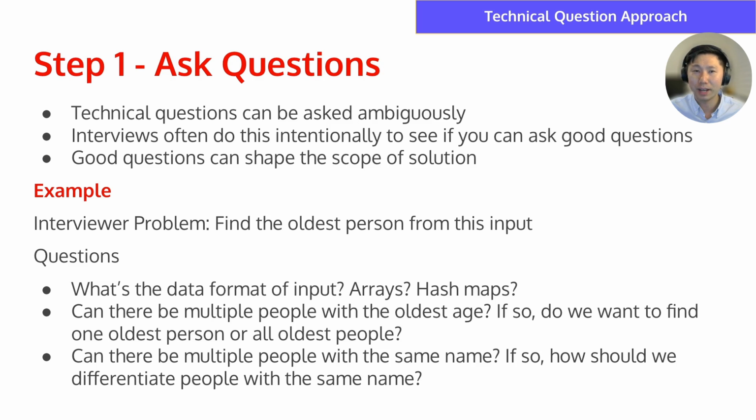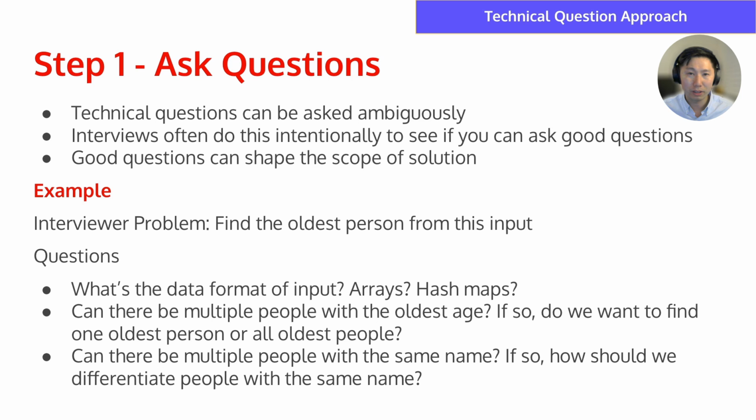Step 1 is to ask questions. Technical questions are often asked ambiguously, and interviewers like to do this to see if you can ask good questions and get a clarification. And you also want to do this as an interview candidate because asking good questions can help shape the scope of a solution. So in this example, the problem that's being asked is to find the oldest person from this input.